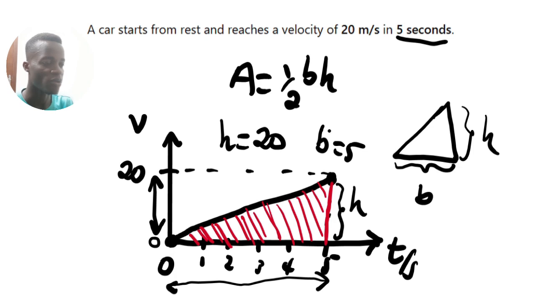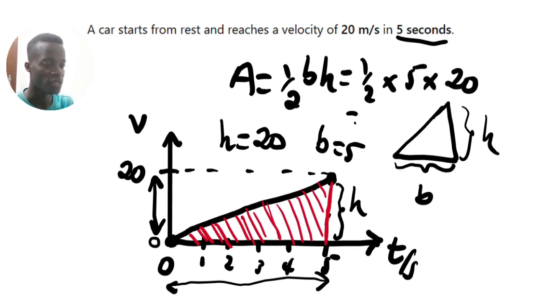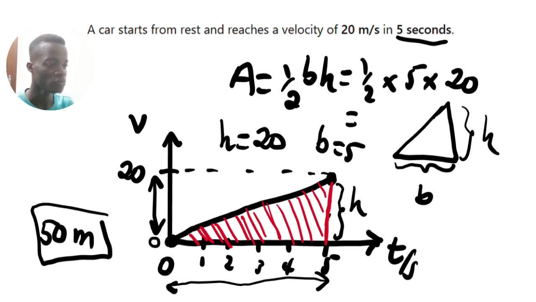So using the formula, we have half times the base, which is 5, times the height, which is 20. If you do this, we are basically going to have 50 units. Because it's velocity against time, you are going to have 50 meters as the answer. So this particular total distance is 50 meters.